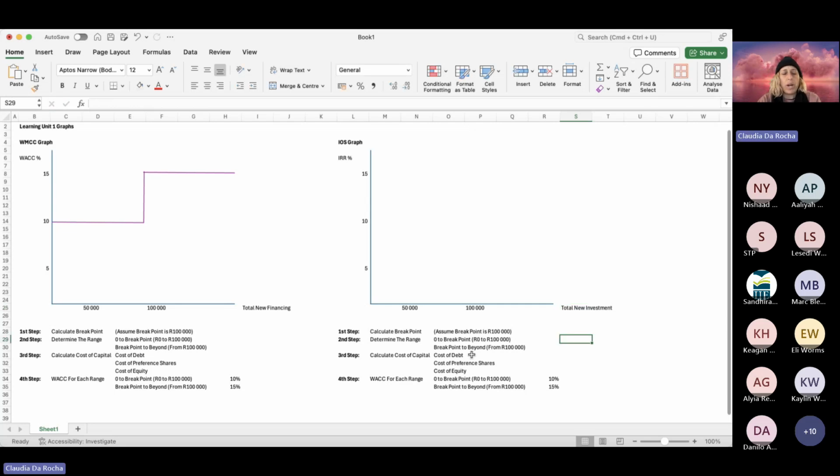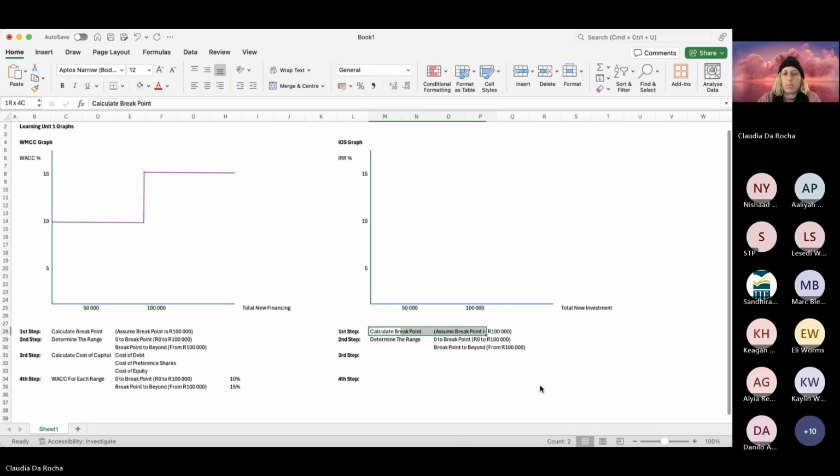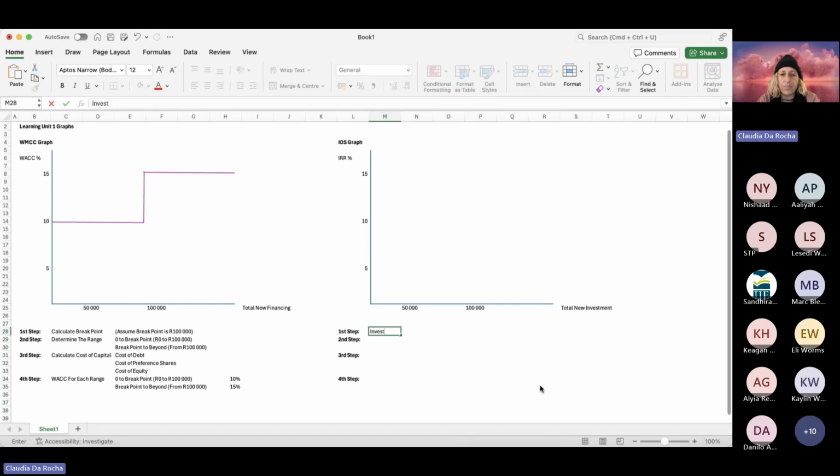Okay, with this one, yes, we would have already calculated the break point, we would have already determined the rate, we already calculated cost of capital. But then, oh, we actually don't need this one, cost of capital. What we would then do, we have the breakpoint, we have the range. We then have, let's just get this out. Okay, we're going to create what we call an investment. Okay, so what is that?